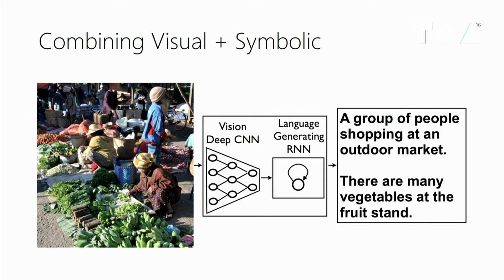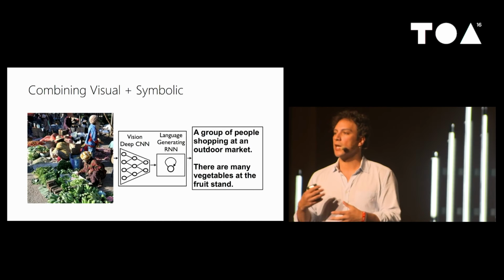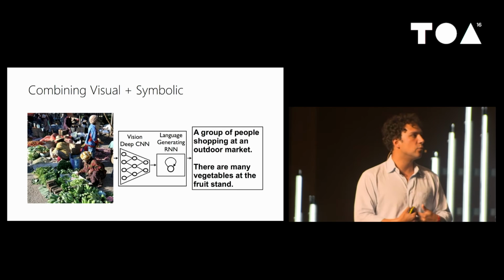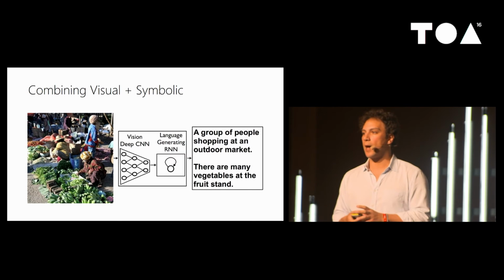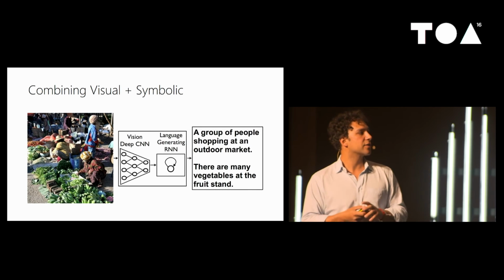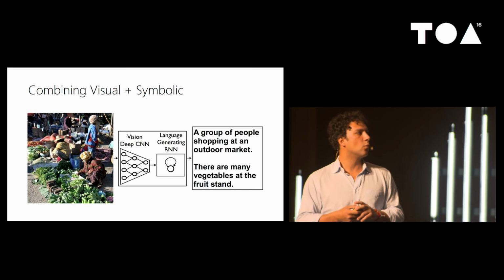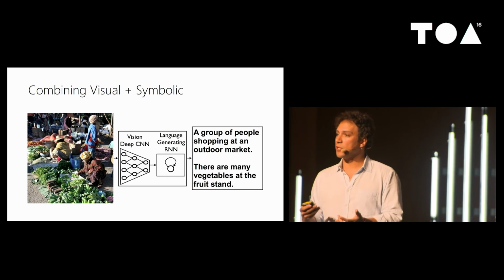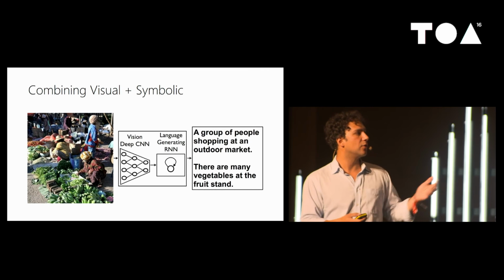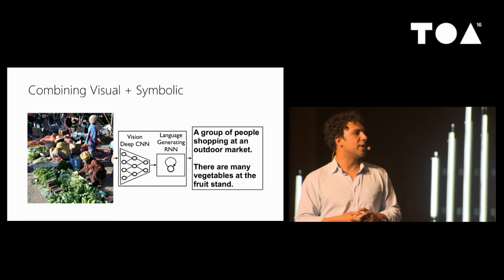And then finally, combining what we learned in visual perception with this symbolic understanding, we can build networks that on one side process the pixels, but then go through one of these language generation networks, kind of stapling these two techniques together. And we can plug in pixels and generate captions for text. You can see this is trained on what people might actually caption this photo with. This is actually quite good. The caption here is: a group of people standing, shopping at an outdoor market. There are many vegetables at the fruit stands.